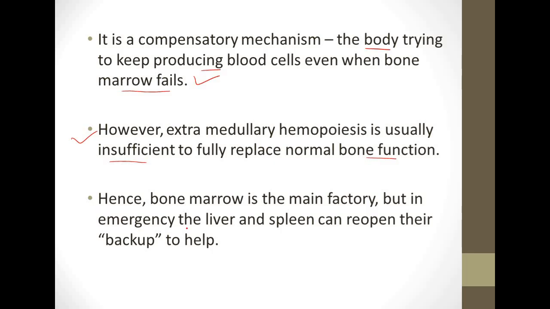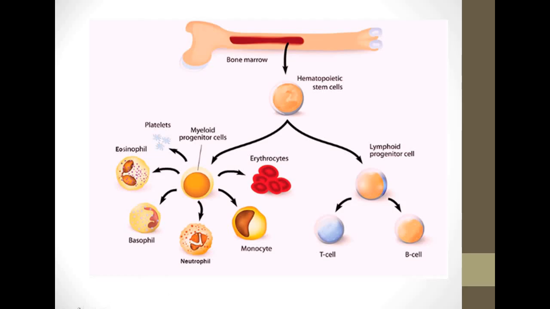Okay, hence bone marrow is the main factory. But in an emergency, the liver and spleen can act as a backup. They are active, but they do not generate as much as bone marrow does when it is properly functioning. When bone marrow is in malfunction or dysfunction or something happens, at that time the liver and spleen act as backup. Here is the diagram I have given here. Please have a look.